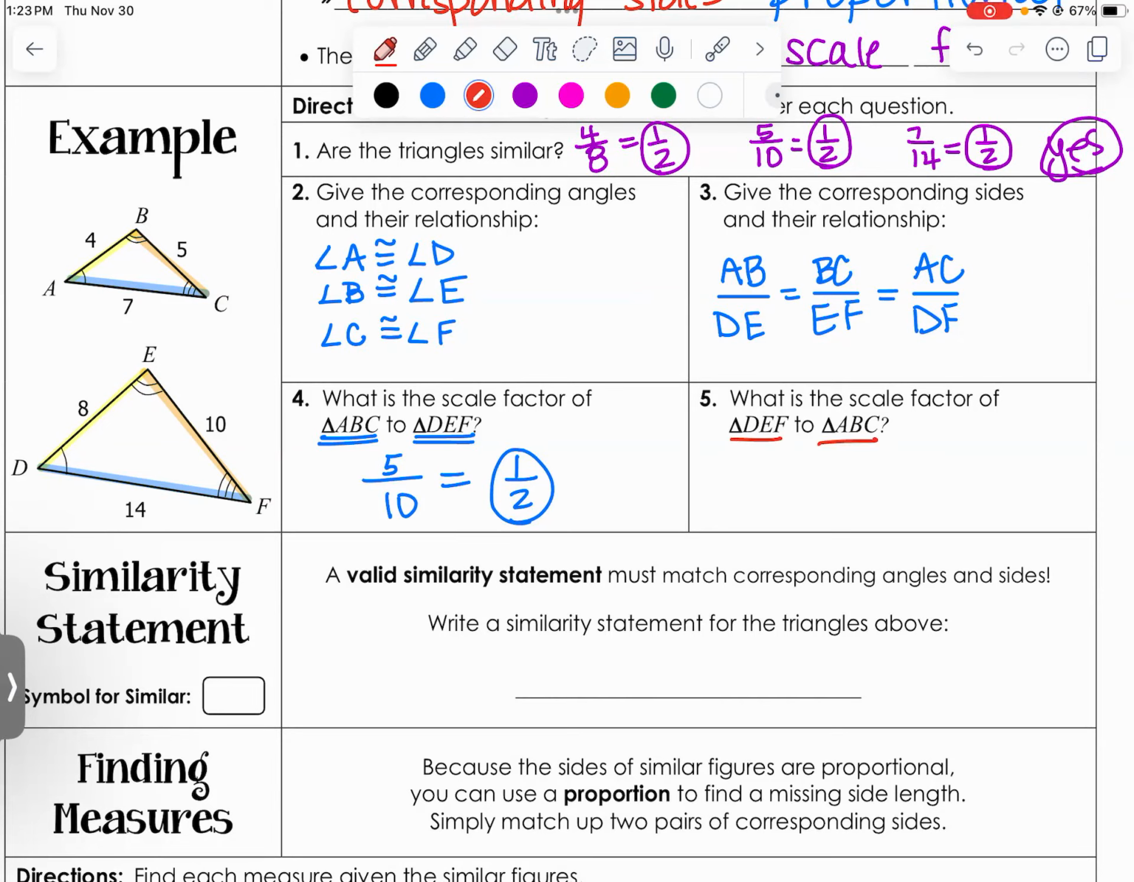Now, what if we go from DEF to ABC? Well, for DEF I could grab 10 over ABC, 5. So here our scale factor is 2, because this triangle is twice the size of the smaller triangle.